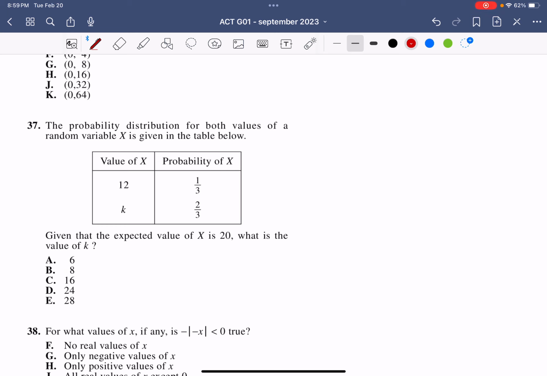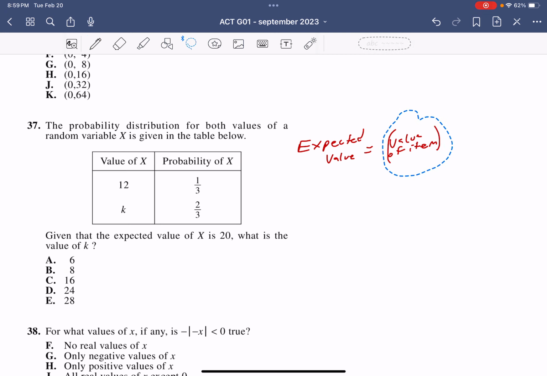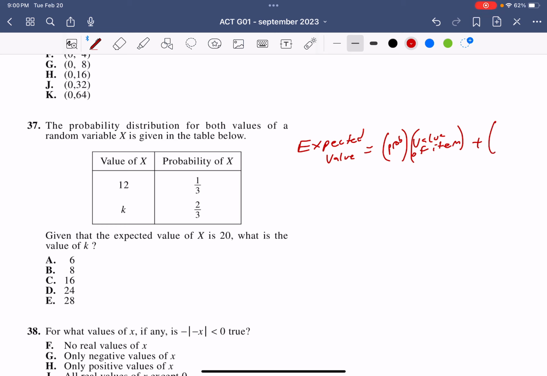But for expected value, the general formula is: if you have some item, then the value of the item times the probability of getting that, plus the probability of some other outcome, we'll call this probability 2, times the value of item 2, and so on and so forth.